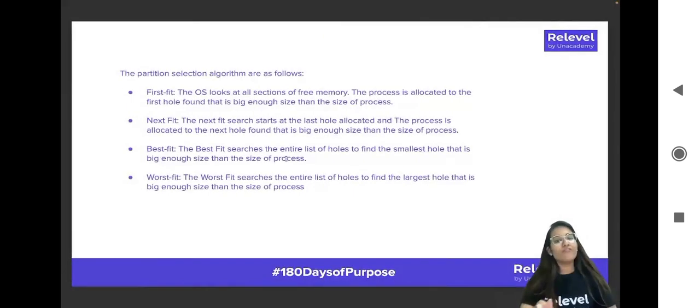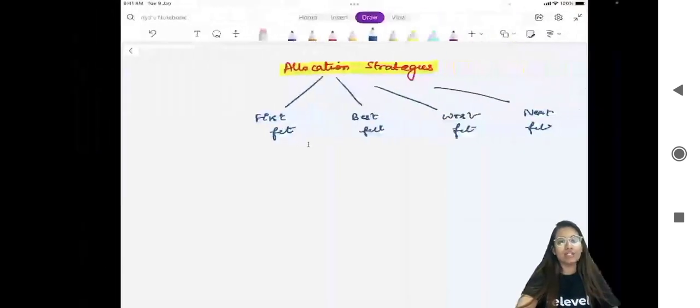In first fit, a process needs memory, and the operating system starts looking at all the free sections of memory. It allocates the first hole or first partition that is big enough, that is, bigger in size than the process. That is how the allocation is done.